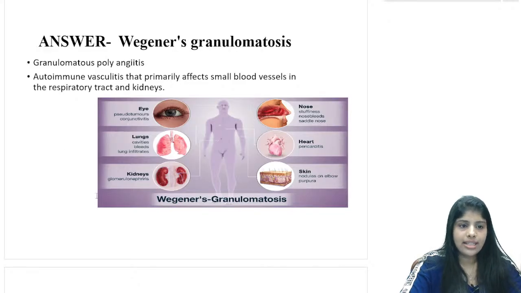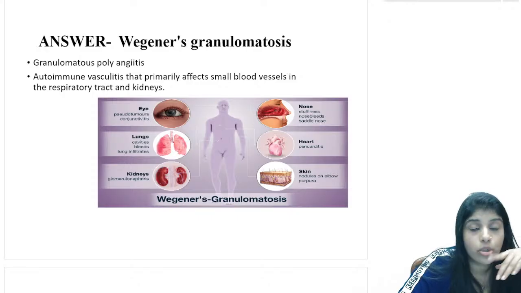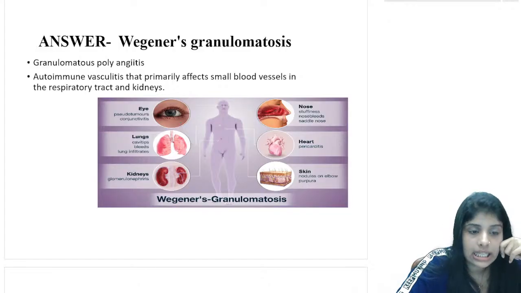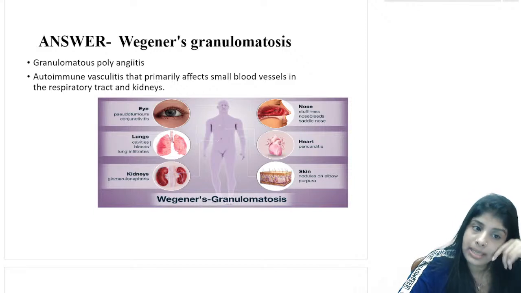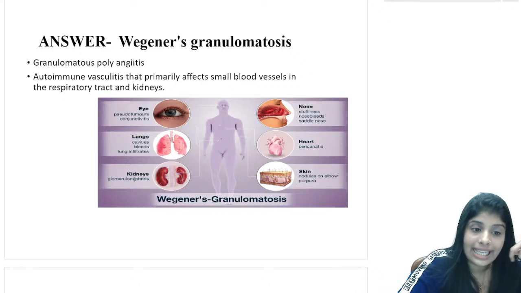So here we can see the symptoms that we usually see in Wegener's granulomatosis. What are those? In the eyes we can see conjunctivitis, and pseudotumors can also be seen due to the granuloma formation. And in the lungs, what is happening? There can be lung infiltrates, of course, and there can be slight bleeding due to this inflammation of the blood vessels. And in the kidneys there is glomerulonephritis.